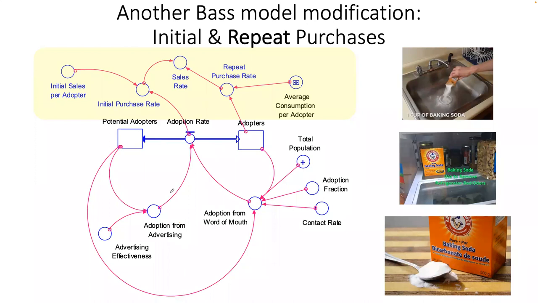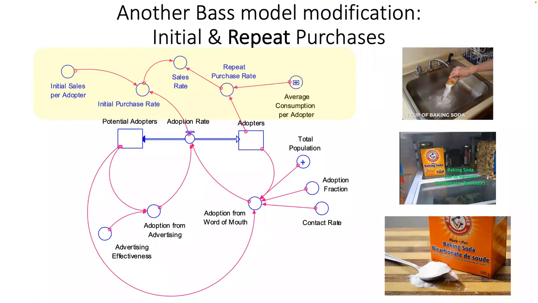So in this case, let's say we don't just want to talk about a generic product. We want to talk about a product that will have repeat purchases. I use baking soda as a great example of this, where baking soda is one of these few products that you can convince people to buy and immediately throw away. They buy baking soda and then dump it down the drain, or they put it in the refrigerator instead of using it for baking, and they're told that it goes bad after 30 days, so you need to refresh it.